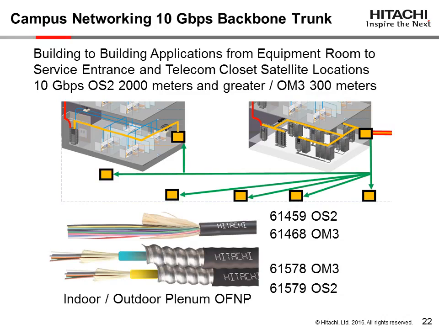In a 10 gigabit network, OM3 fiber suffices up to distances of 300 meters. For OM4, up to 550 meters. Beyond OM4 distances, OS2 fiber cables are required. With Hitachi's indoor-outdoor rated cables, the user has the ability to run directly to a telecom closet, bypassing the need to transition from an outdoor to an indoor rated cable in the service entrance area.